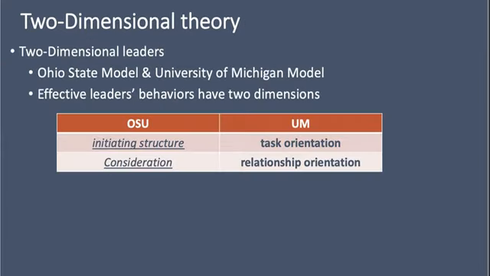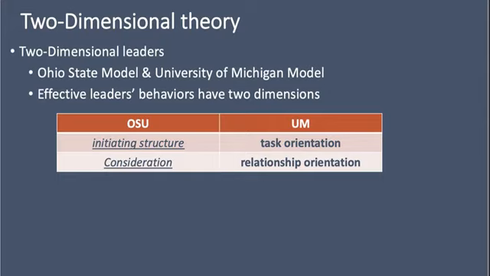The third type of behavioral leadership theory is called two-dimensional theories. This idea started in the 1960s. At that time, there were two different models, the Ohio State model and the University of Michigan model. They had two different experiments conducted, one at Ohio State University and another at the University of Michigan.